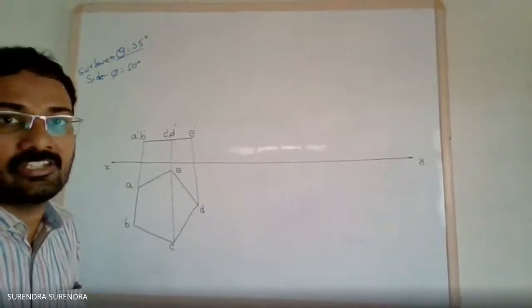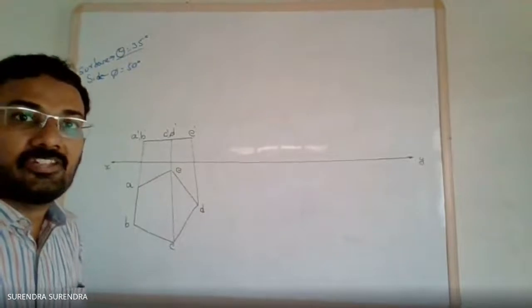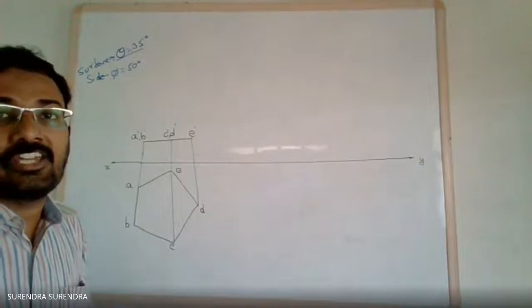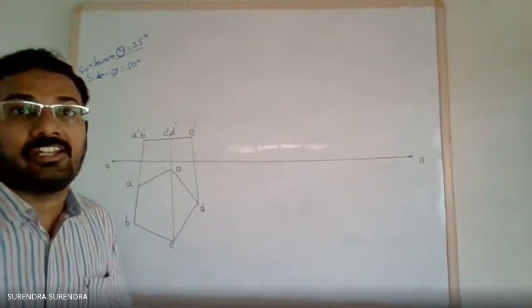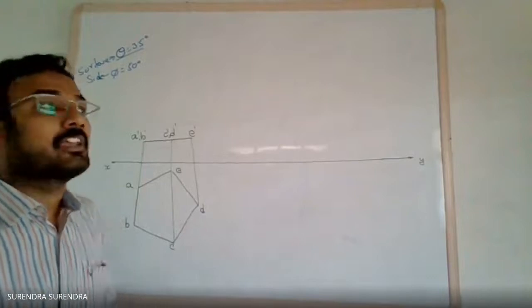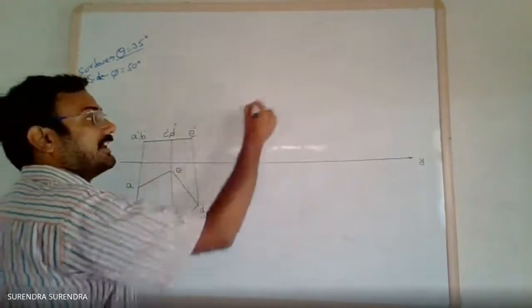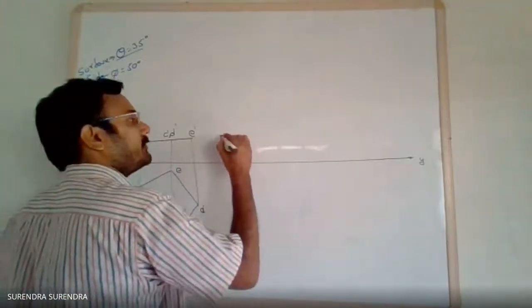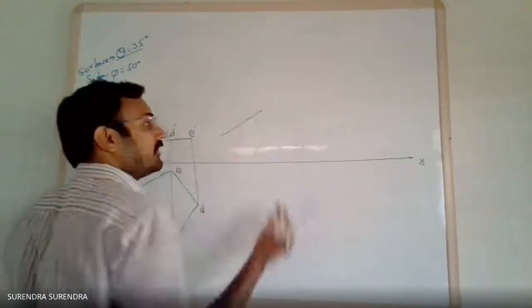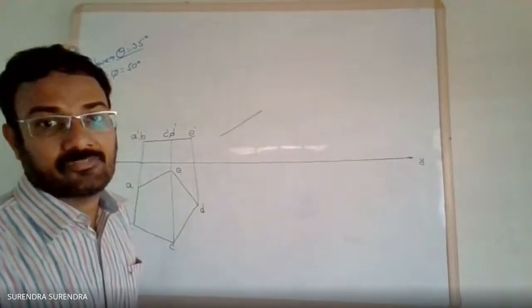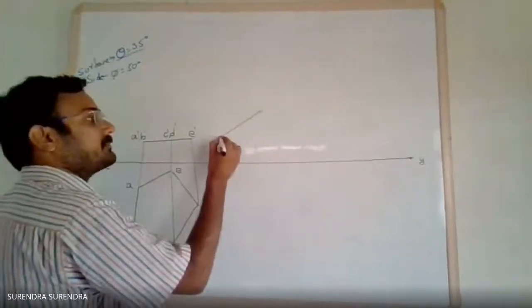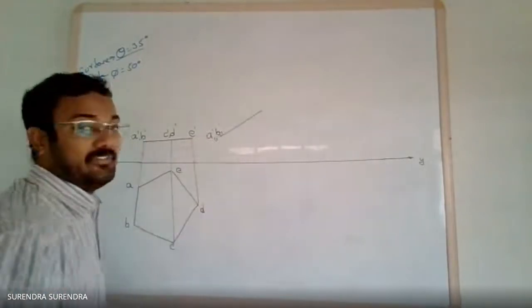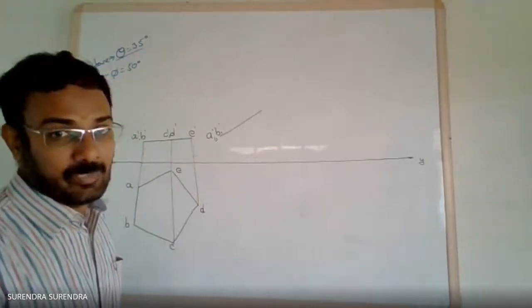Next condition, surface inclination. Always first we have to consider the surface inclination. The surface is inclined at 35 degrees to the HP. So redraw this line with 35 degrees inclination. Take this point, draw a line inclined at 35 degrees, and mark the initial base points as A1 dash, B1 dash.